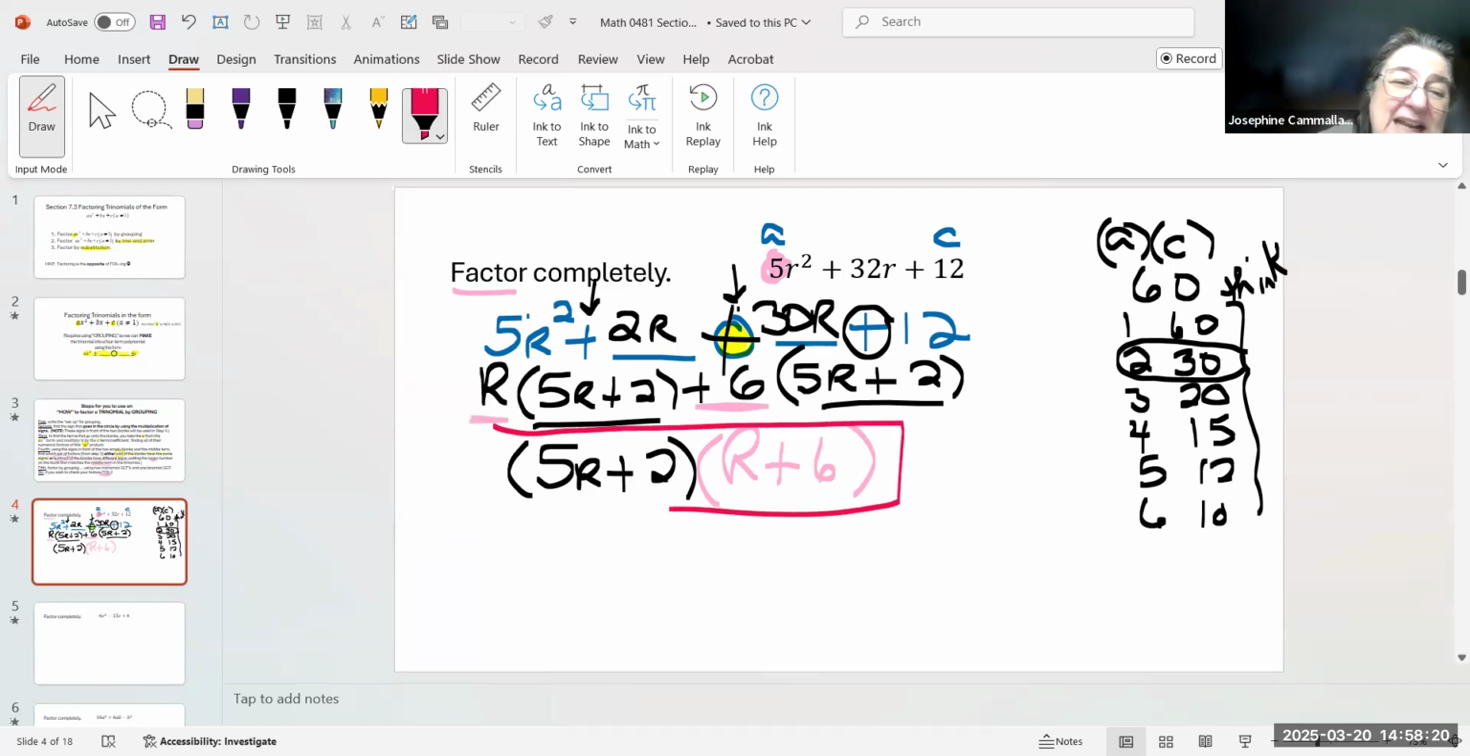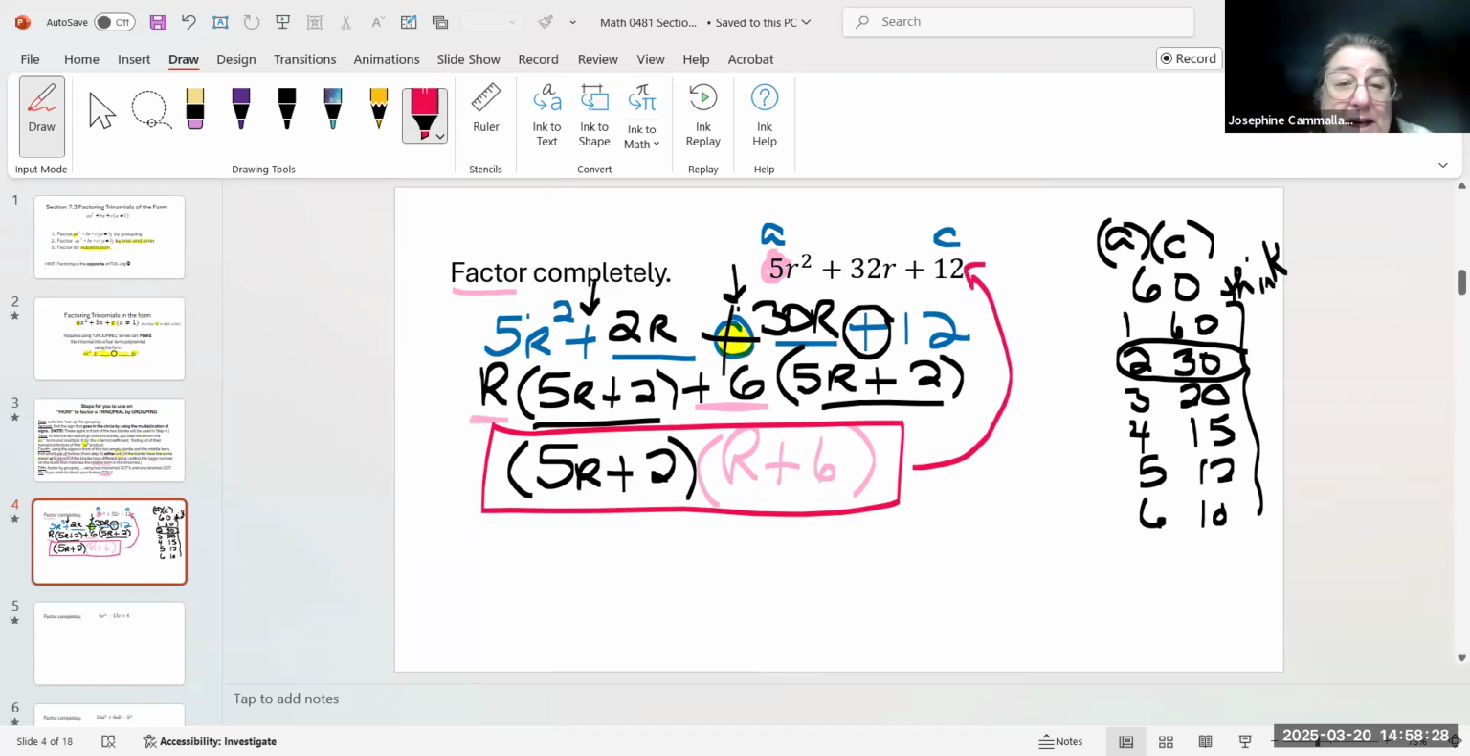Now, if I take what's in the red box and I FOIL it, it better give me what I started with. Foiling is the opposite. Remember, if I FOIL, I better get what I started with. And sure enough, I will. Okay? But this is how we do it. It works every time, and especially for these in section 7.3, they are the best way to FOIL.